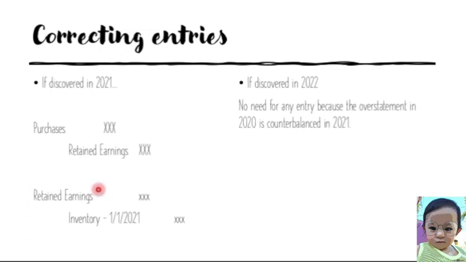Net income and ending inventory are directly related. So your net income last year was overstated by reason of the overstatement of the ending inventory. So if net income is overstated, retained earnings is also overstated. So in order to correct, you debit retained earnings beginning. If you will notice, credit retained earnings, debit retained earnings, counterbalances itself. So if the error is discovered in 2022, there's no need for any correcting entry because everything is counterbalanced.